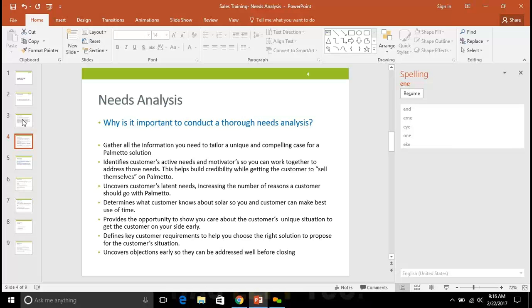Another point here, it defines the key customer requirements to help you choose the right solution to propose for the customer situation. And the final point, it uncovers objections early so they can be addressed well before closing. You know, the key to a successful presentation is that you've got all of their questions, all of their concerns, all of their objections out of the way before you ask them for their business. And the only way really to do that is to do a good needs analysis.